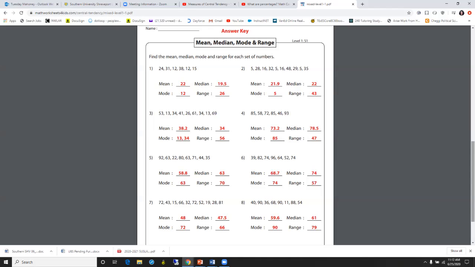Let's look at our median. We add them all up and we divide, and what did we get? 19.5 is correct. And our range. We subtracted the lowest from the highest, and we got 26. Did everyone get that? Great job. Did anybody have any questions so far?